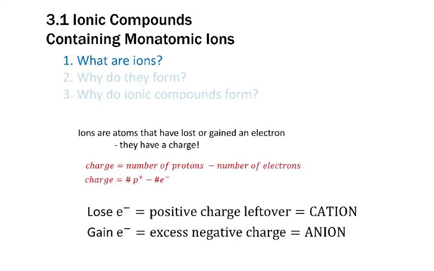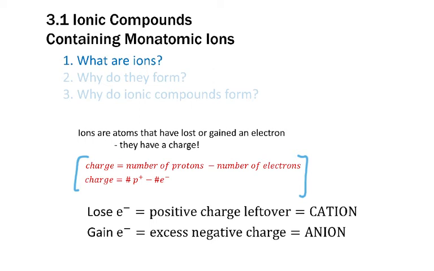Okay, so what are ions? Well, remember, ions are atoms that have lost or gained an electron. They have a charge, right? And we know the equation for that charge. We found this ourselves. The number of protons minus the number of electrons. If an electron is lost, there's a positive charge left over, and this is called a cation. If an electron is gained, we have an excess negative charge, and this is called an anion.